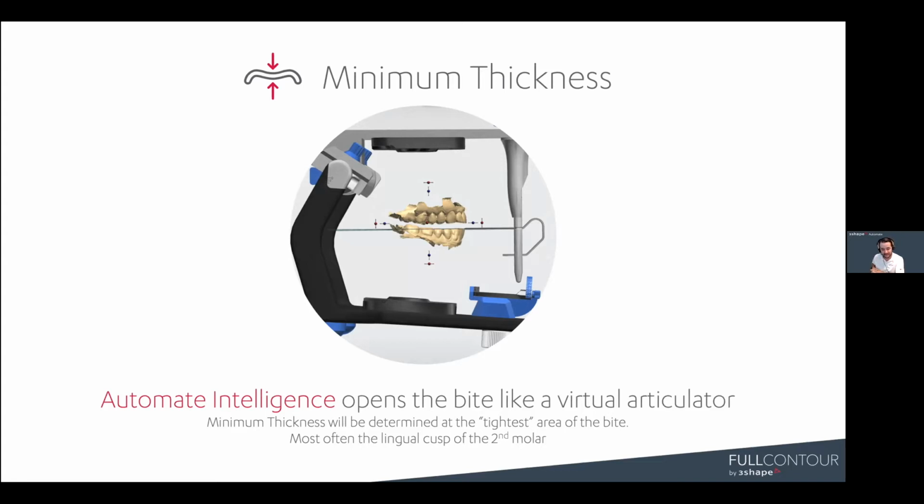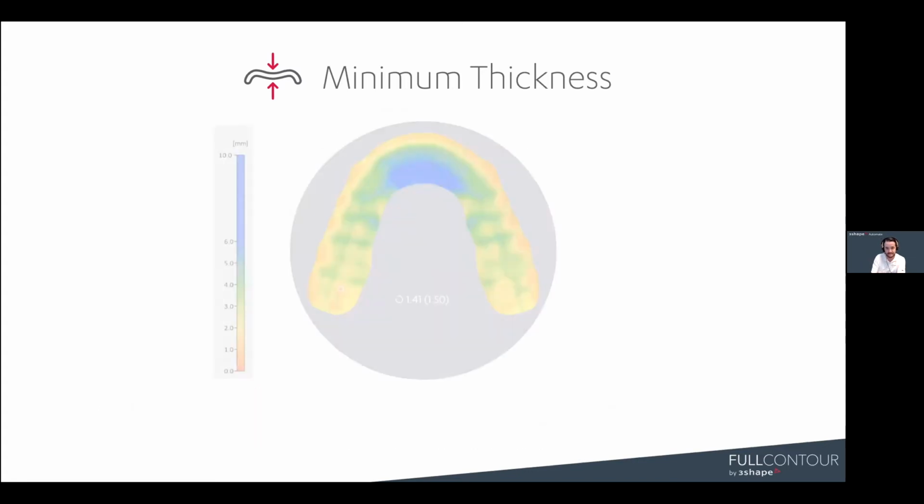It's most often the lingual cusp of the second molar. And then that tightest area of the bite is honored as your minimum thickness, but then you're going to be thicker around the arch and into the anteriors as the bite has opened. So it'll result in a nice uniform occlusion to the opposing.